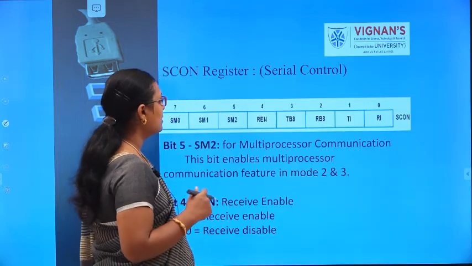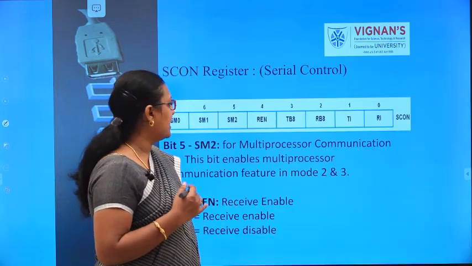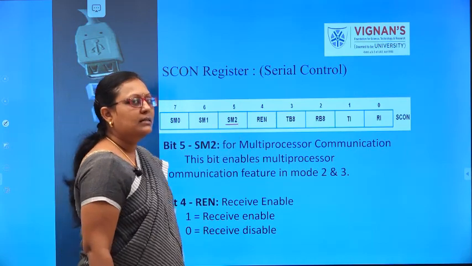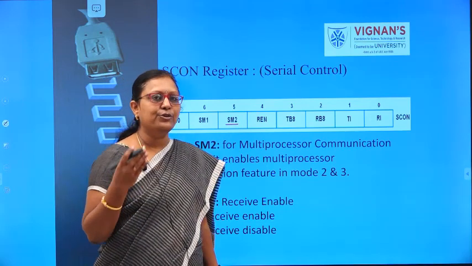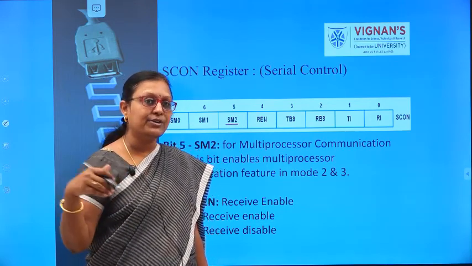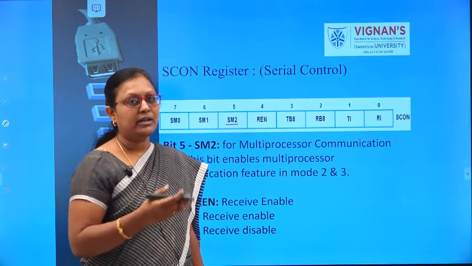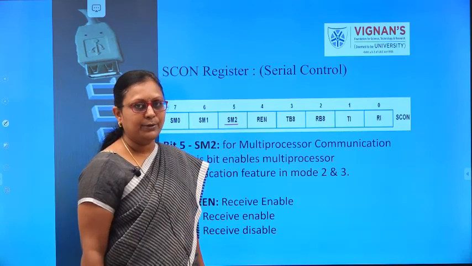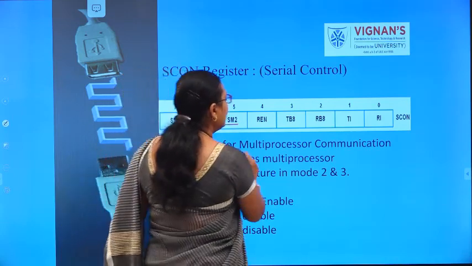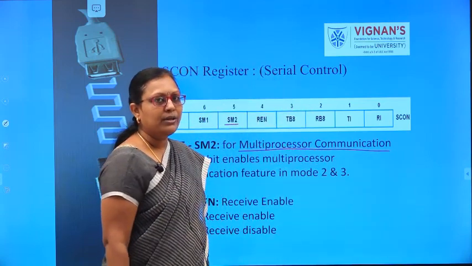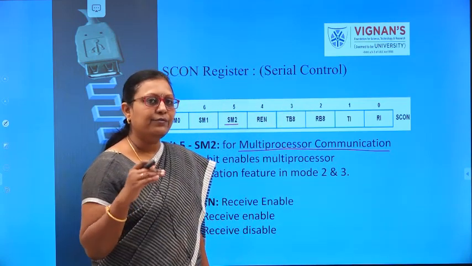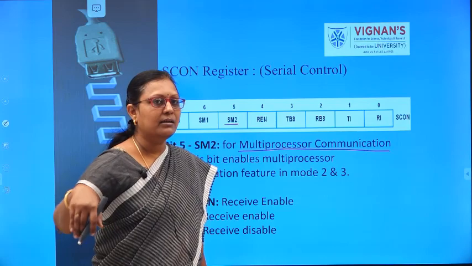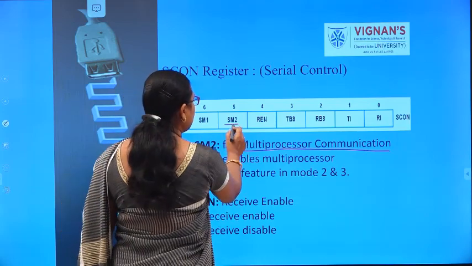Next, in this SCON register, coming to bit number 5, SM2. This bit will be set if, for example, you are using many peripheral devices with your host system, with your computer. The SM2 bit will be activated if you are going to use multiprocessor communication, which means that when you add many peripheral devices to the computer, this bit gets activated.